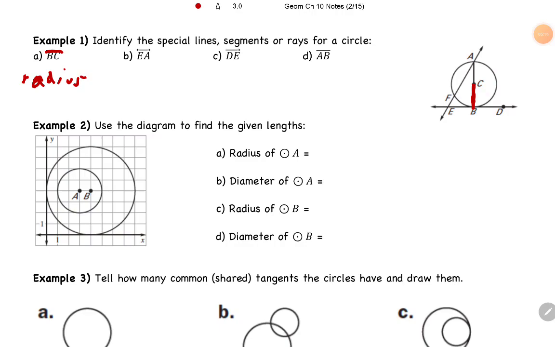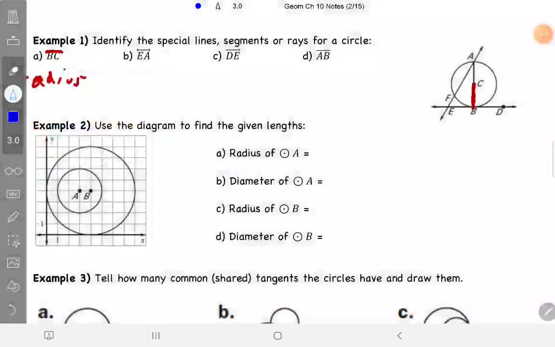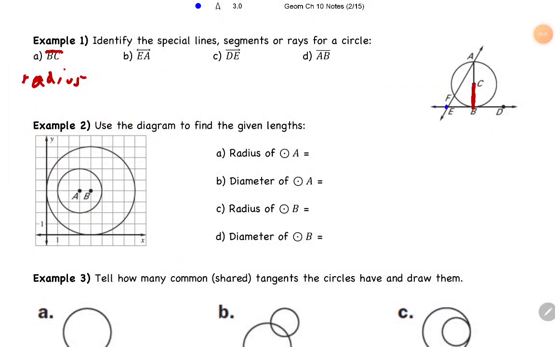Okay. EA, the line EA, we know it's a line because of the double arrowhead. Don't want to cover up the F there. So the blue line, that is considered a secant because it goes through the circle and hits the circle twice.